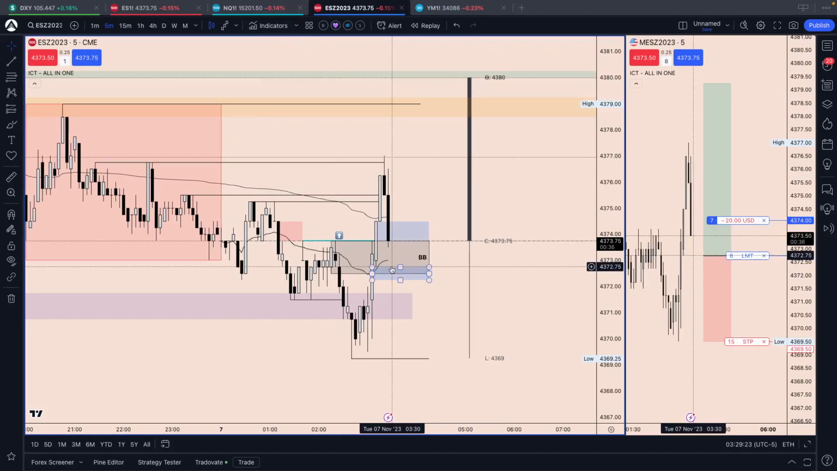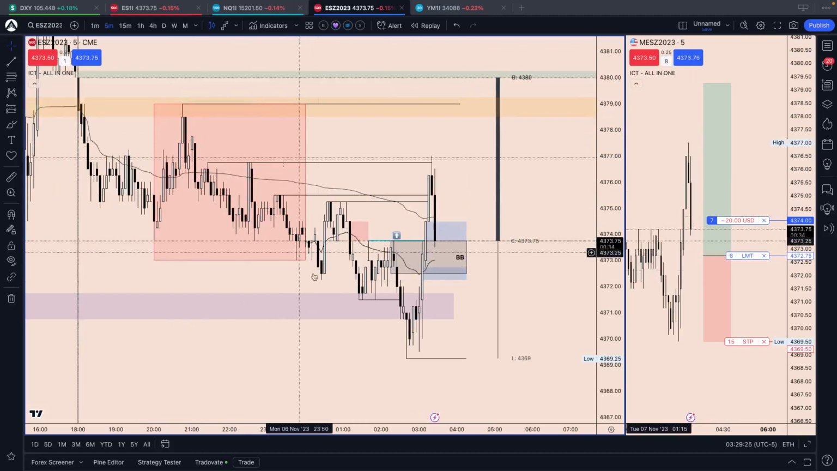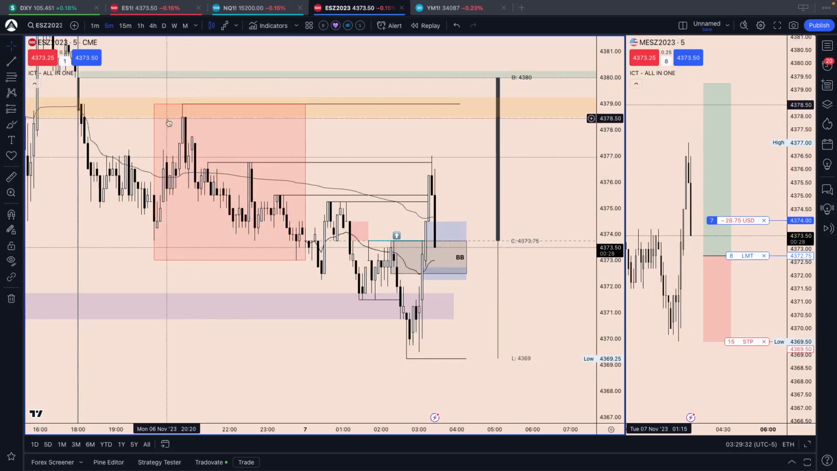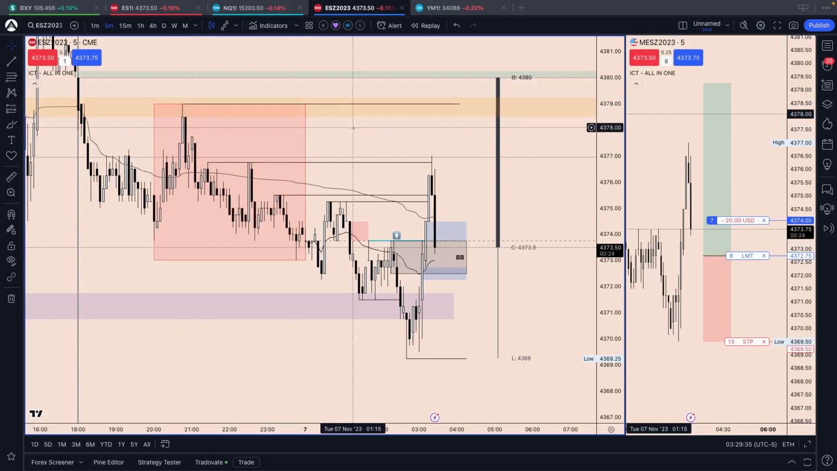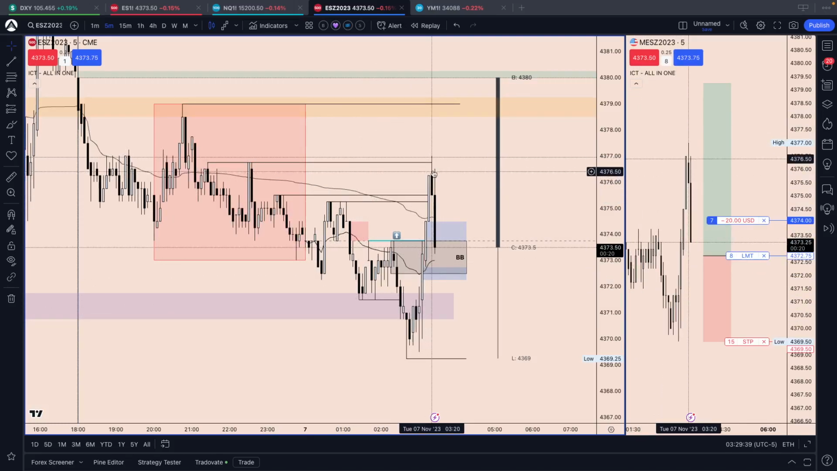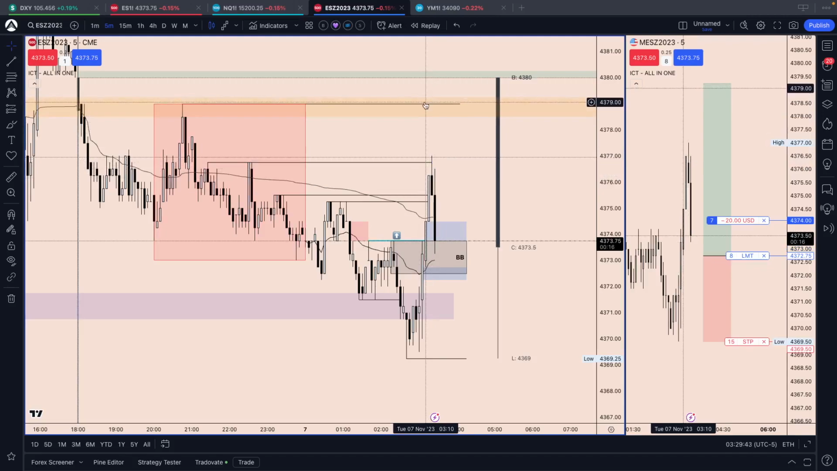Our lowest fair value gap entry would come in right here. We've already taken plenty of buy side with the displacement right here, all these equal highs. We still have the Asia session high yet to be taken, so the setup is still really valid for me. Of course, this could have been a manipulation move into buy side without ever needing to take out the Asia high.